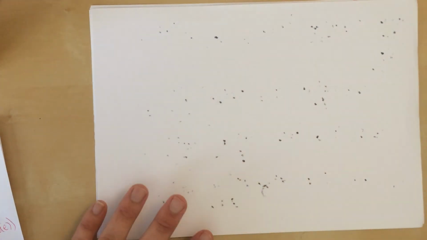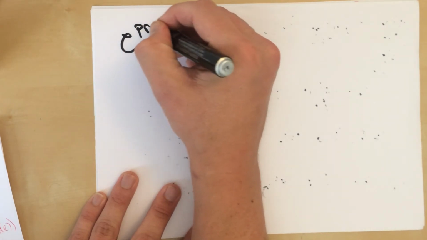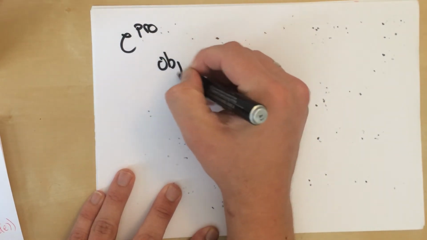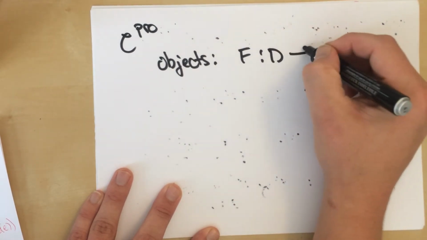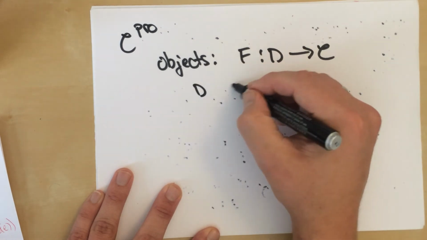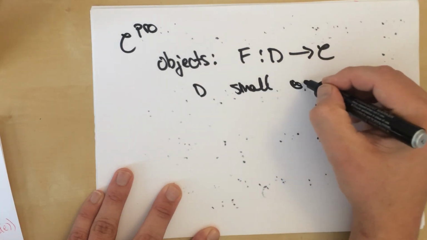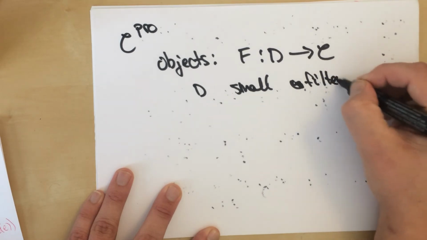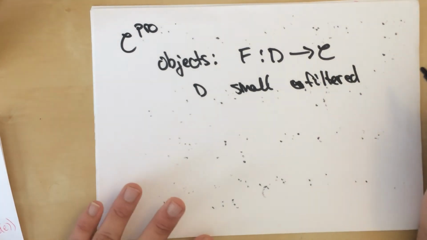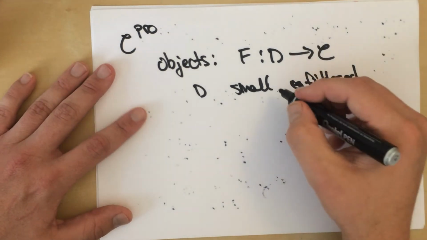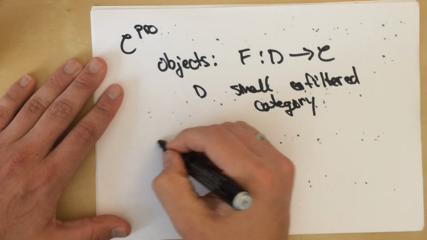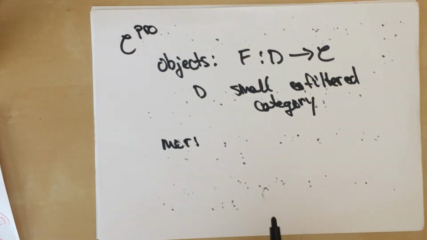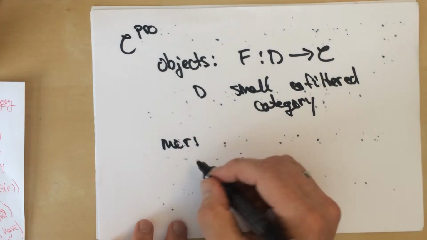Okay, so for pro objects, we're going to do something similar. So for this category C pro, the objects are going to be diagrams here, where D is a small co-filtered category, and we talked about co-filtered categories. These are the opposite of filtered categories, and they're the things where you can talk about projective limits. So small co-filtered category. And then the morphisms. So we're just going to do the exact opposite thing.